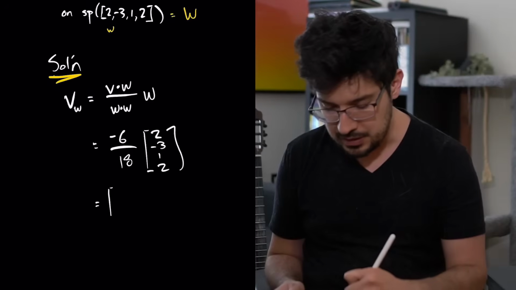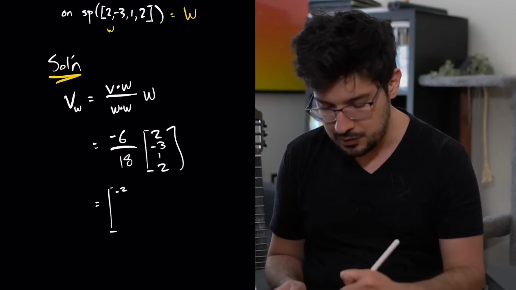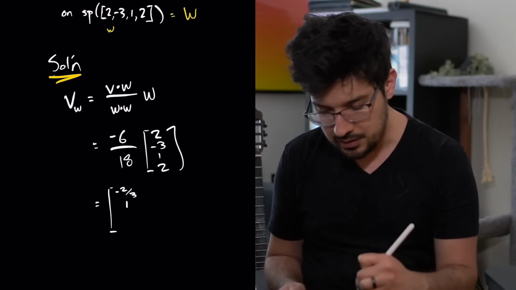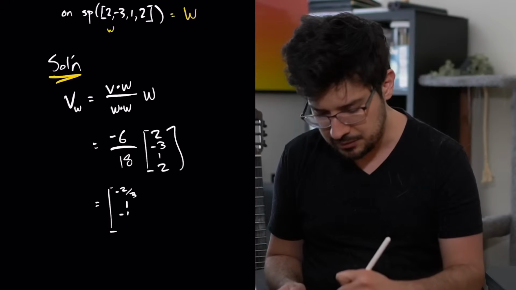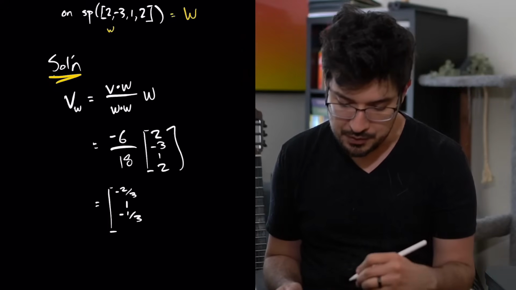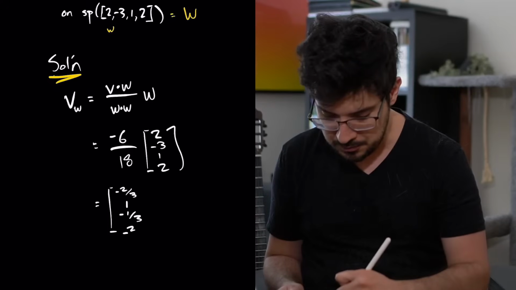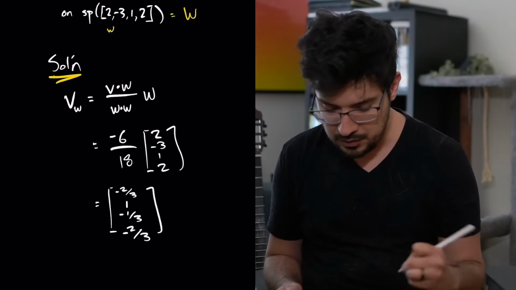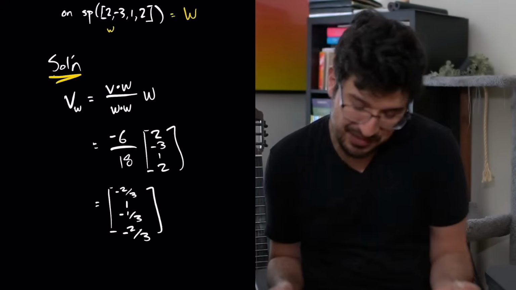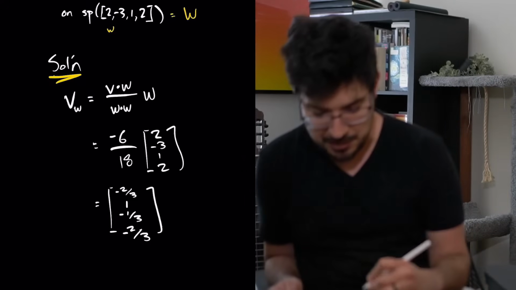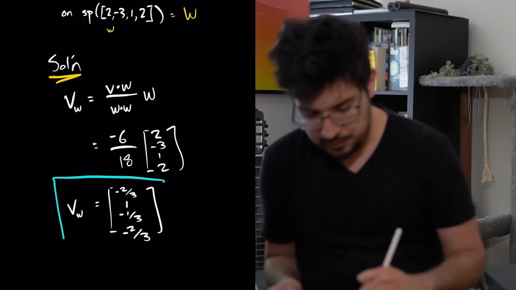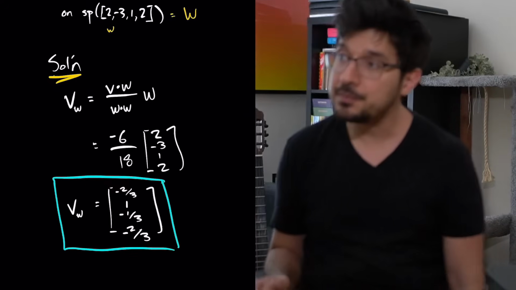So we could write this as negative 2/3, positive 1, negative 1/3, and negative 2/3. You could write it that way, or you could keep the 1/3 factored out, and I think that would look nicer, but, tomato, tomato. Here is our projection vector.